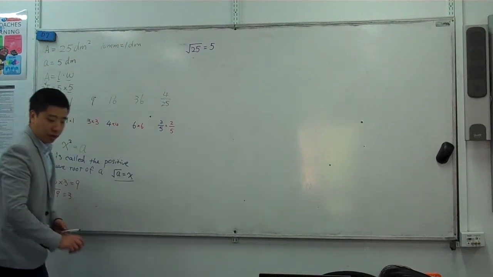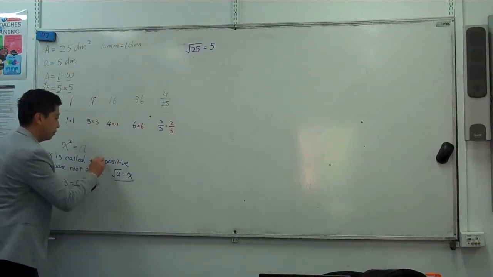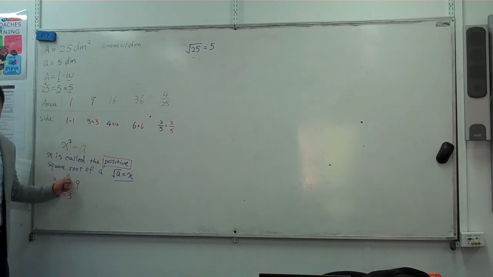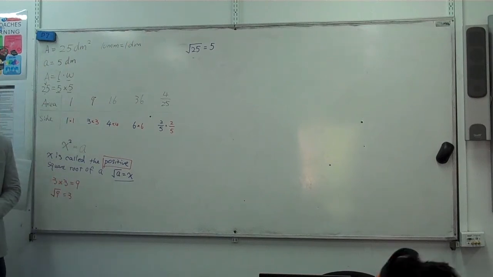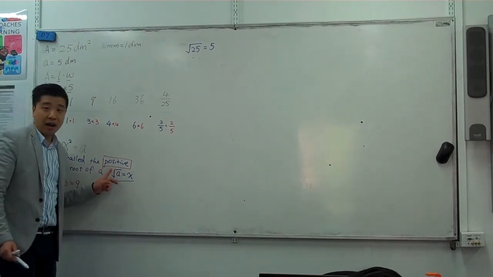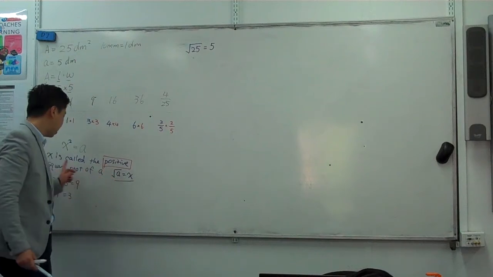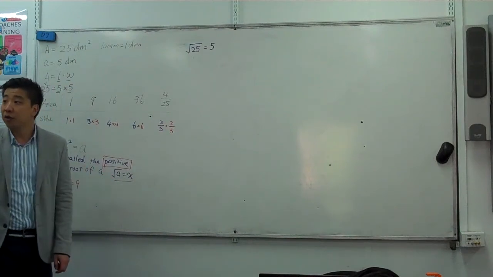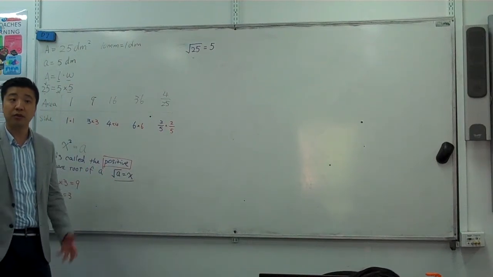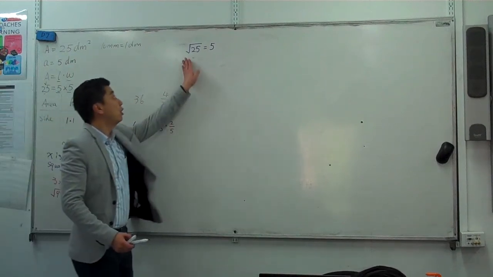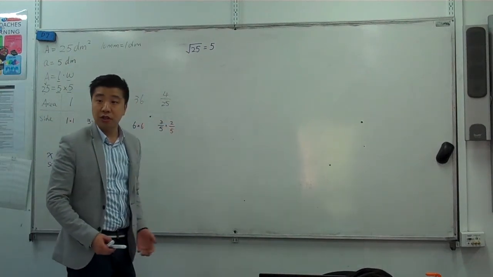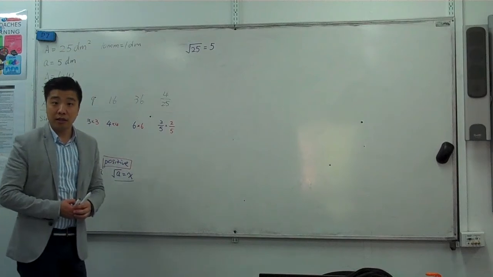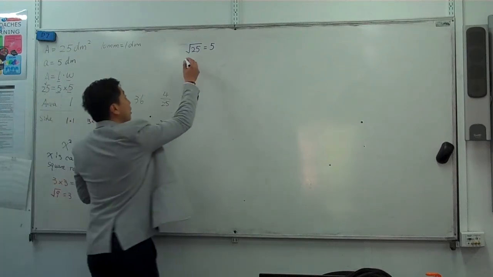This is called a positive square root. Okay? Now, everyone, I emphasize positive square root. We still have a negative square root. We'll say that later. Okay? Today, I only want to establish the concept to everyone. Alright?